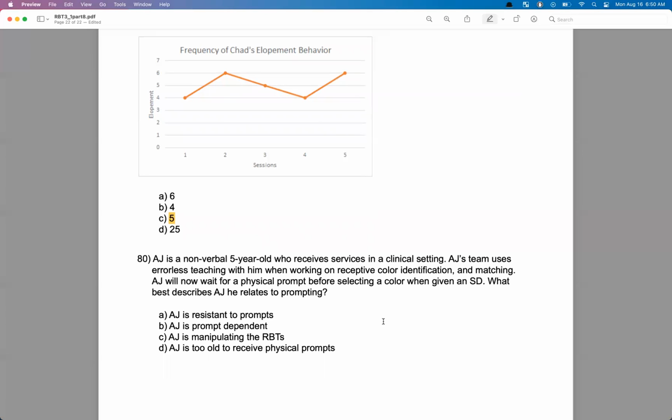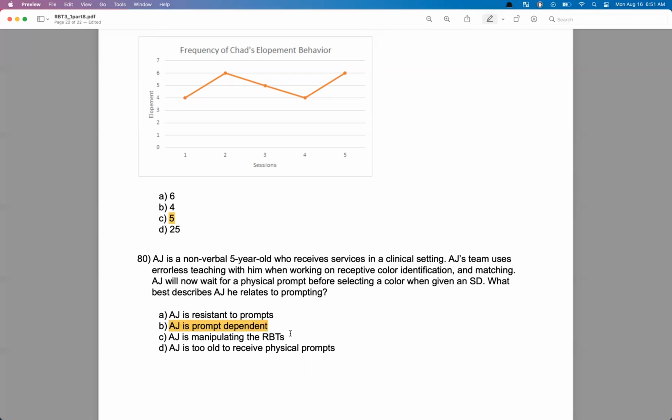Okay. He clearly needs it, right? He's clearly waiting for it. Okay. So what is the problem here? Especially where we've been physically prompting him errorlessly, okay, over and over again. And now all he's doing is waiting for this physical prompt to be delivered. Okay. Is he resistant to prompts? No, it seems like the prompt is working very well, right? He's waiting for this prompt now. Okay. If anything, he's loving the prompts, right? So AJ is probably what? He's probably prompt dependent.